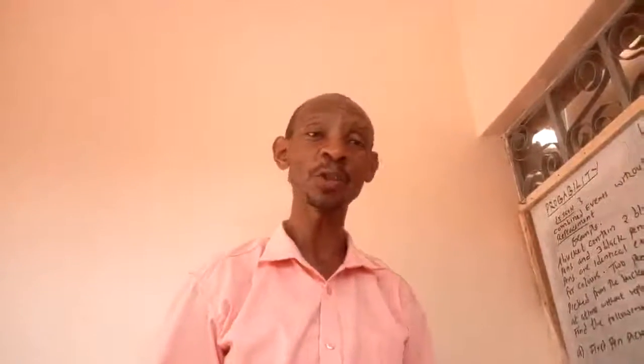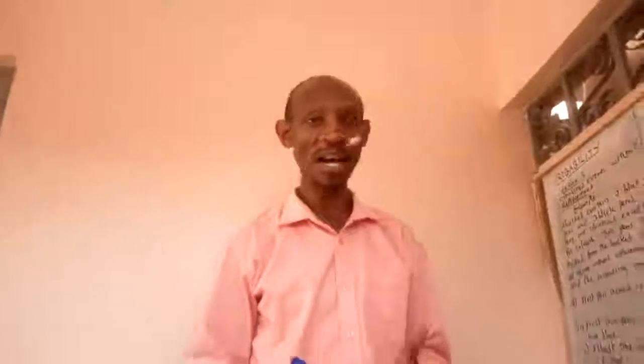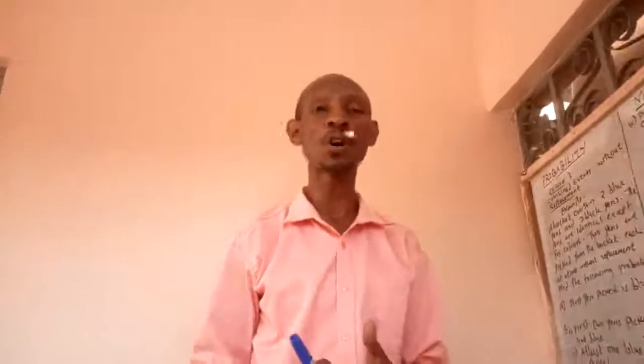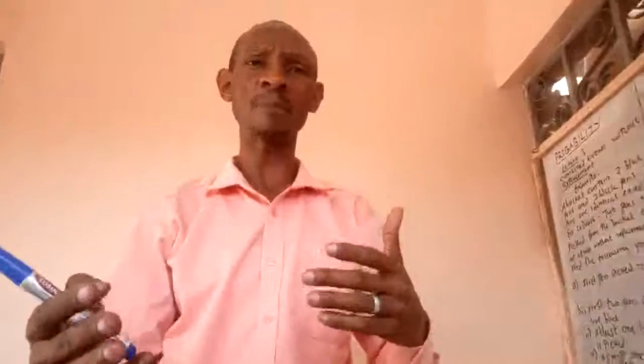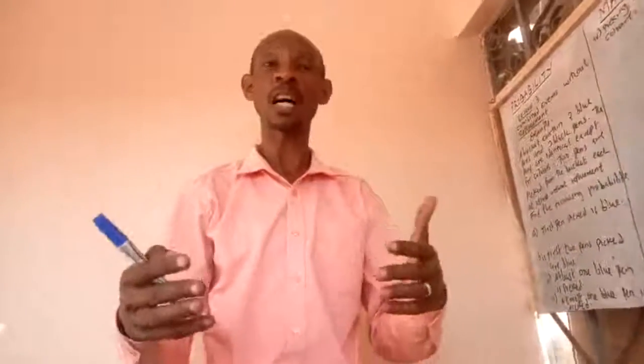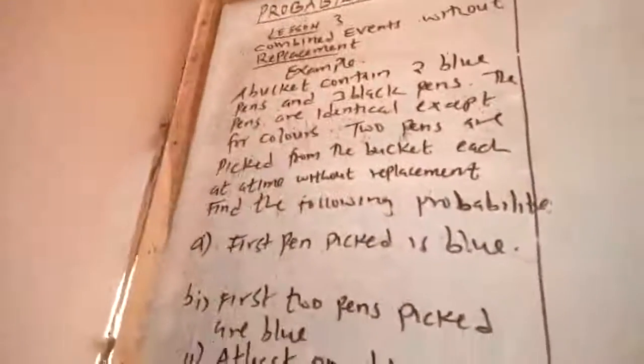In today's lesson, we are on continuation of probability. Today, we are going to look at combined events which are done without replacement. And as far as our examples are concerned, there is Example 1 here.